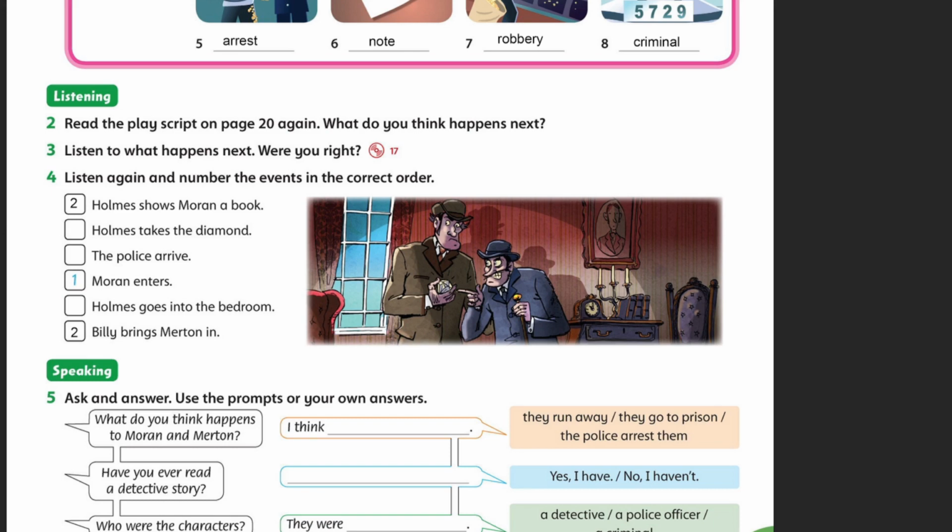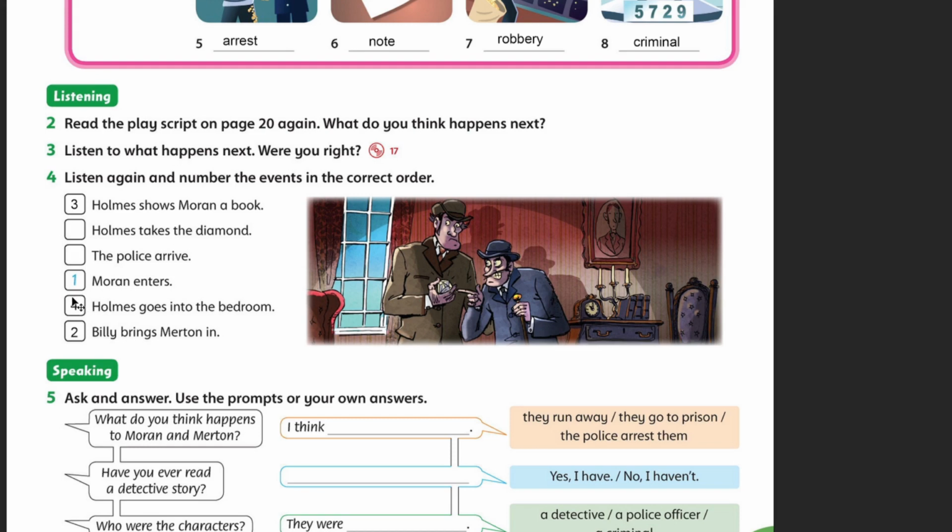So our third scenario is that Mr. Holmes shows Moran the book where he is writing the story about where the diamond is. Next, what do you think happens? He said to Mr. Moran that they called the police, so the police are going to arrive very soon, and then he could wait here, but Holmes is going to wait in the bedroom. So Holmes goes into the bedroom. This is the fourth scenario.